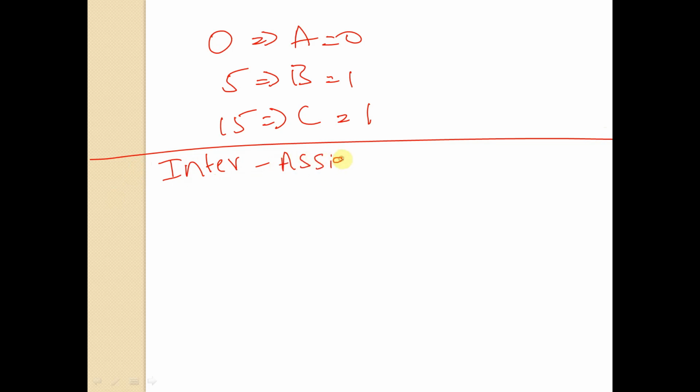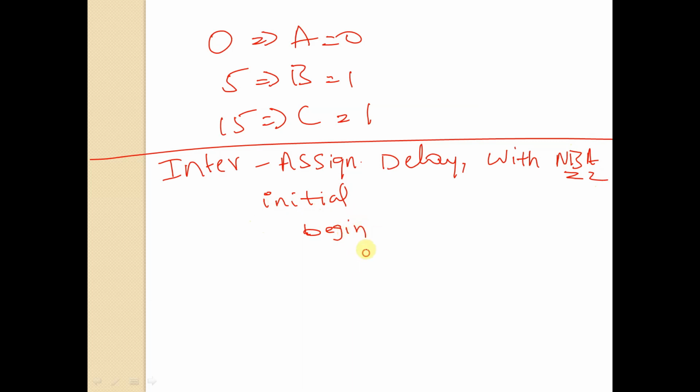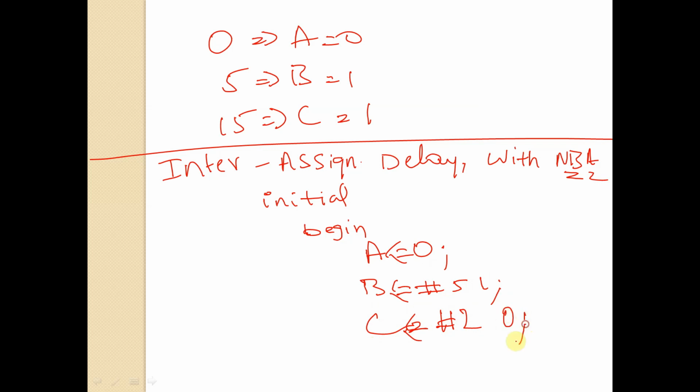Now I am using inter assignment delay with non-blocking assignments, NBA. So within an initial begin block, I will use A is equal to 0, B is equal to hash 5 1, and C is equal to hash 2 0. So I'm using an inter assignment delay with non-blocking assignments.